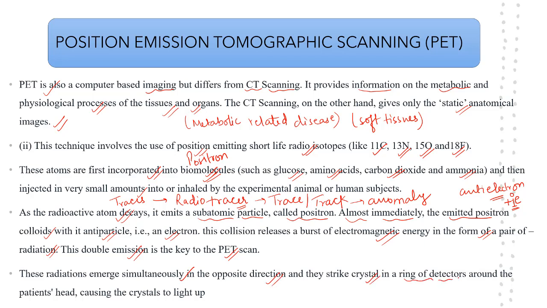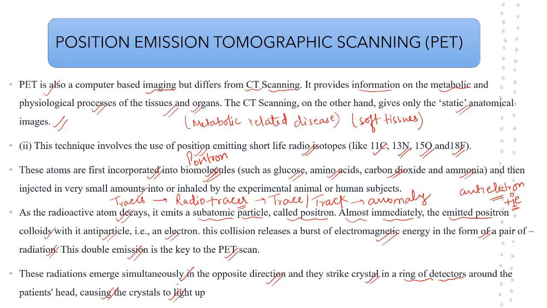There is a detector ring, and this detector ring of crystals basically helps to detect the emission or the burst of these positively charged electrons around the patient's head, causing the crystals to light up. So these crystals get energized by the striking of the positron, which is an anti-electron.